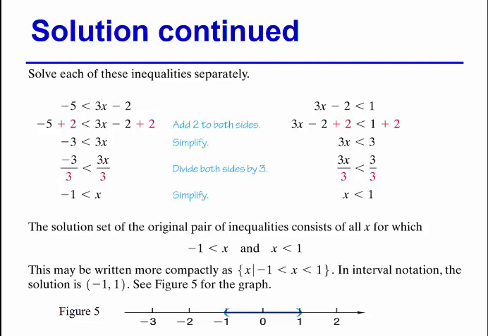Negative 1 is less than x, and x is less than 1. So the solution set of the original pair of inequalities consists of all x for which negative 1 is less than x and x is less than 1. What I like to do is take the one where it says negative 1 is less than x and flip that one, so it would read x is greater than negative 1. If we flip this, you can see that the arrow will be pointing to the right. This one's already set up the way that I like to set it up, which is pointing to the left. So it tells you that the solution set is between negative 1 and 1, not including negative 1 and 1.